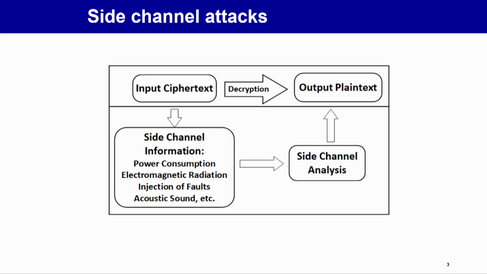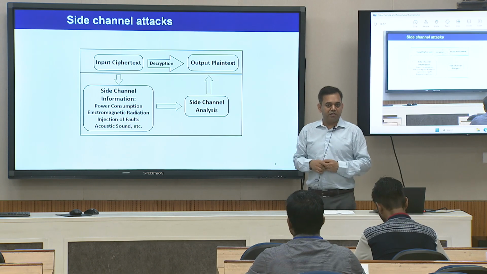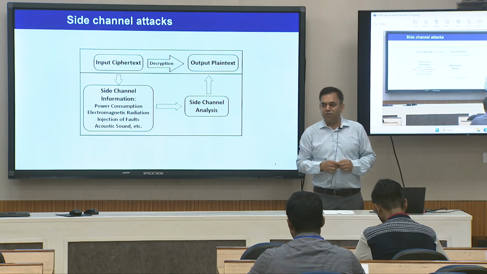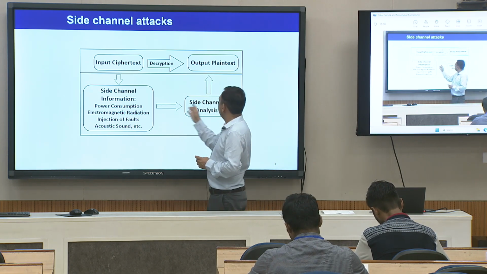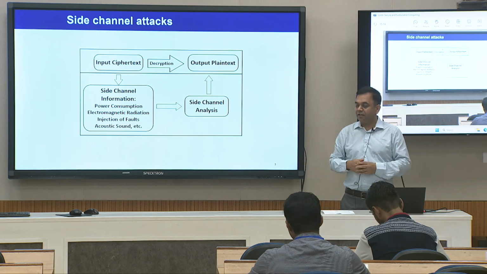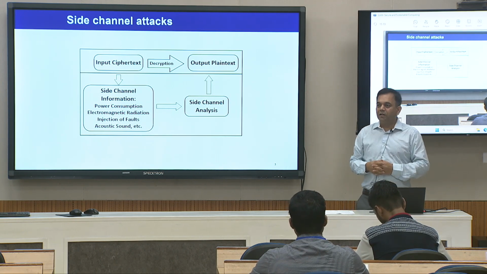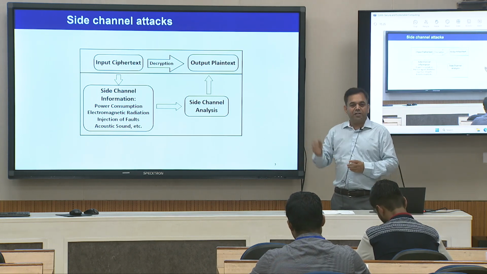But as part of a side channel attack, when the decryption is happening, you can try to extract some side channel information, like the power consumption, maybe the electromagnetic radiation, or the sound level. Then you can analyze this information, and from it you can get the encryption key. And if you get the encryption key, you can get the plain text as well. So this is how a side channel attack is typically done. The main purpose is typically to find the key.